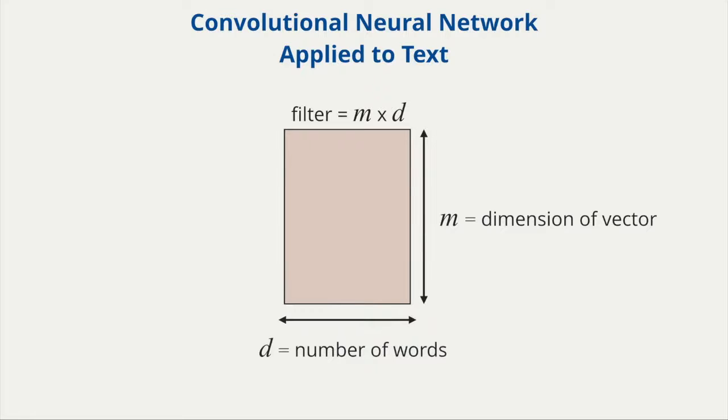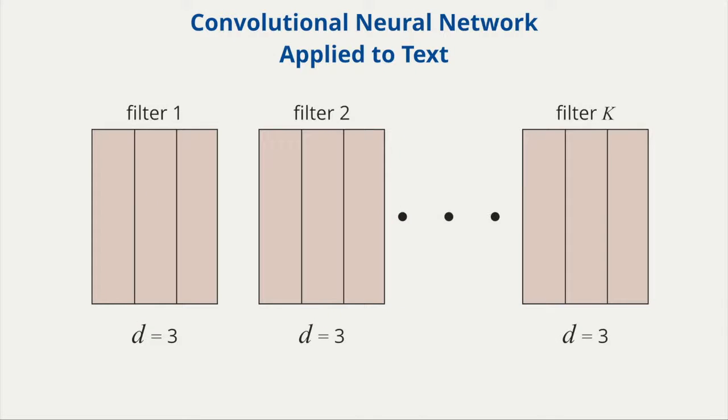So for example, if we consider d equal to 3, that corresponds to filters, convolutional filters. Here we have k convolutional filters, each of which is length 3 in the dimension of words, or you might think in terms of time, 3 time points along a sequence of words. And then the m dimensions, which is the height, corresponds to the dimensionality of the word vector.